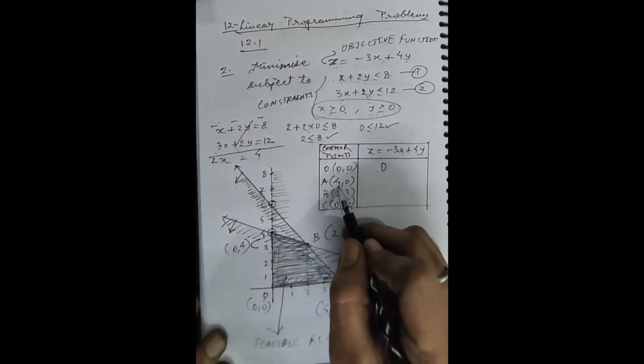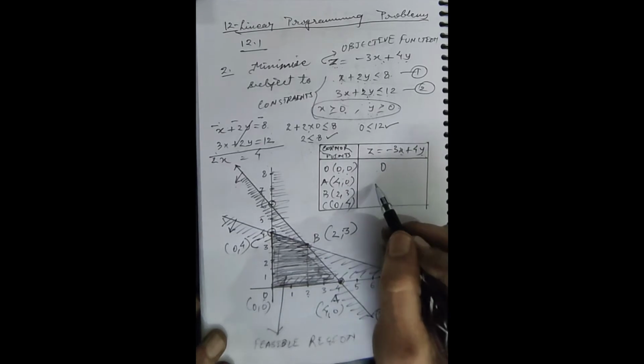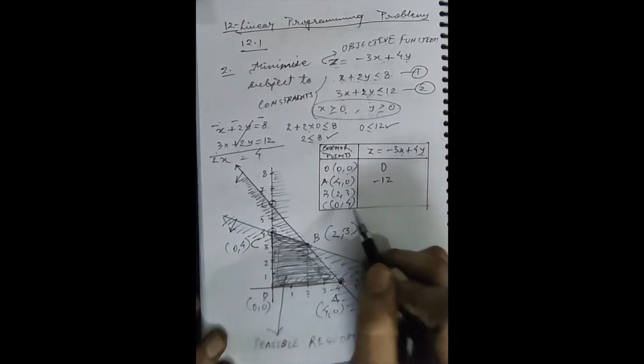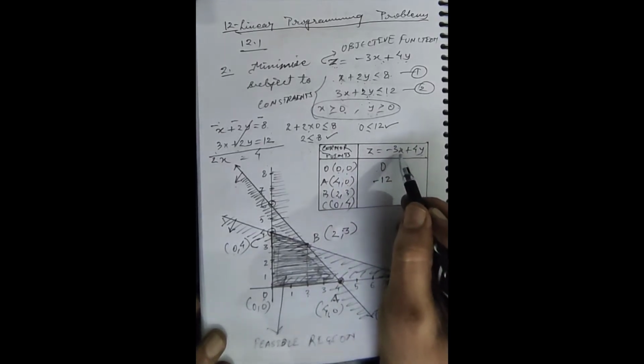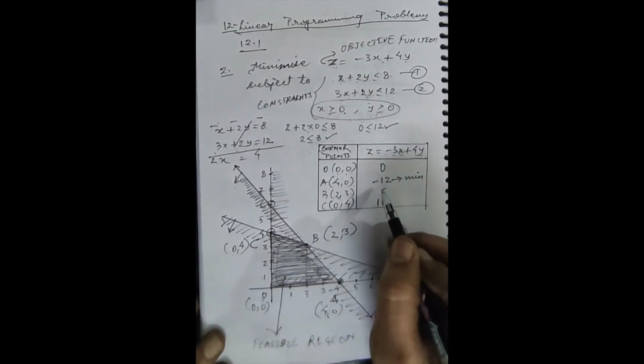4, 0. Here if I put, it is minus 12 and 0. So it's minus 12. 2, 3. So you can use rough work for this purpose. If verbally you are not comfortable, you can use rough work. 2 3s are 6, minus 6, and 3 4s are 12. 12 minus 6 comes 6. And 0 comma 4 will give us 4 4s are 16, 0. It's 16. We need to minimize. Minimize means find the minimum value of the objective function. So this is the minimum value, negative 12.